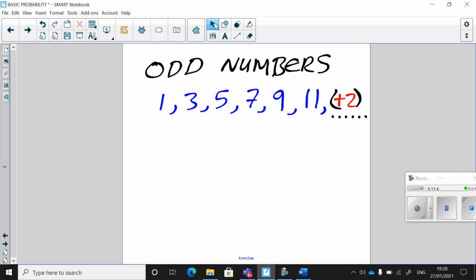That's what we're interested in. But we've only got 6 faces on our die, so that means that only 1, 3, and 5 fit the bill. Okay, so we've got 1, 3, 5, so that's a total of 3 that are in our favour. We have 3 odd numbers that could possibly appear.